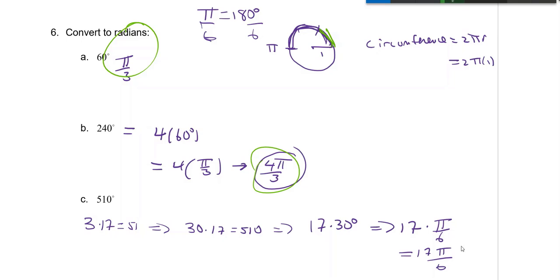You could just as easily, if you don't recognize 510 as a nice multiple of 30 right off the bat, always use the conversion formula, which would be take the angle in degrees, 510, times the angle in radians, pi radians for every 180 degrees.